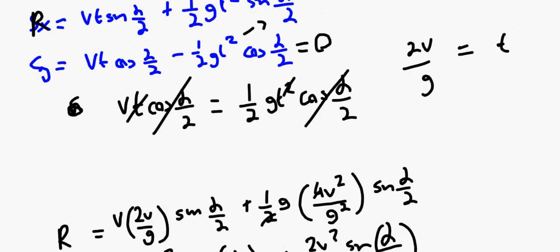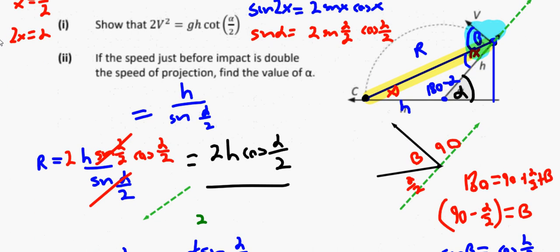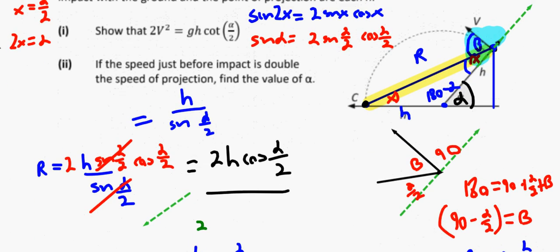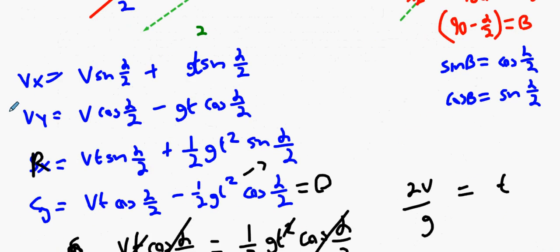Every ounce of mathematical ability I have is probably used there at one point or another. Yeah, that's insane. If the speed just before impact is double the speed of projection, find the value of alpha. Oh dear God, this man is evil. Now remember, it's speed, so speed would be 2v. Oh my God, find the value of alpha. Alright, get this. Now this is grim as well.